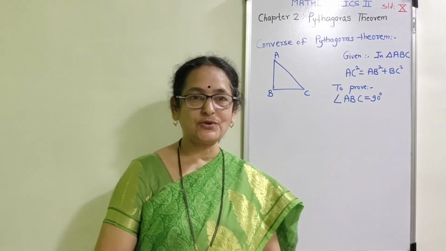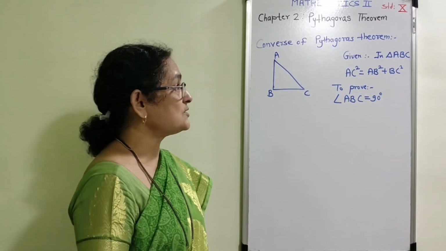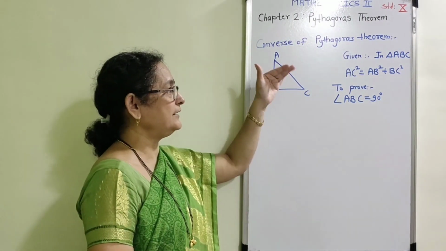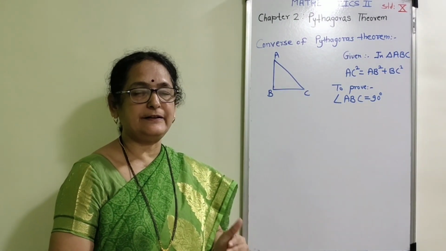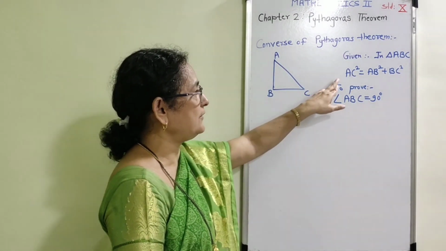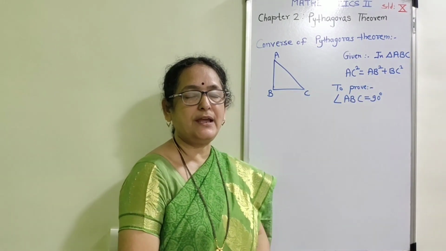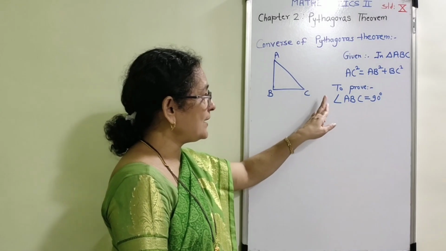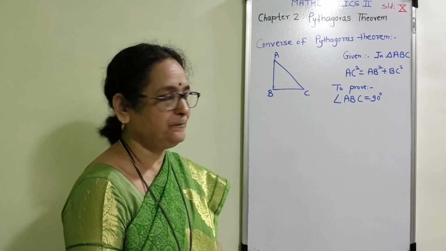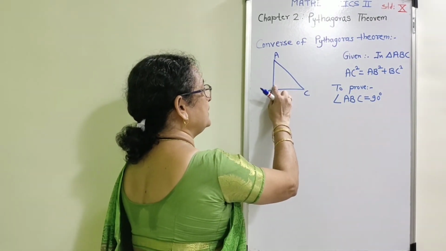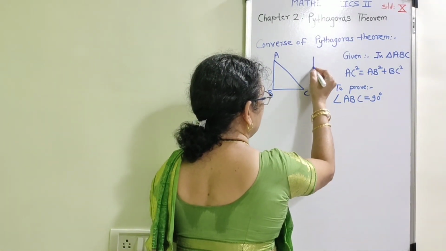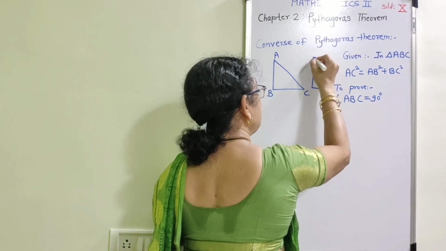Students, now we are going to complete the proof of converse of Pythagoras theorem. Now we know that in converse, the given and to prove position of antecedent and consequent is changed. Now the given is in triangle ABC, they have given that AC square is equal to AB square plus BC square. You are going to prove that if this is given, then angle B must be of 90 degree. Now, they have not given here the measure of angle B, and that's why we are going to take the help of another triangle.